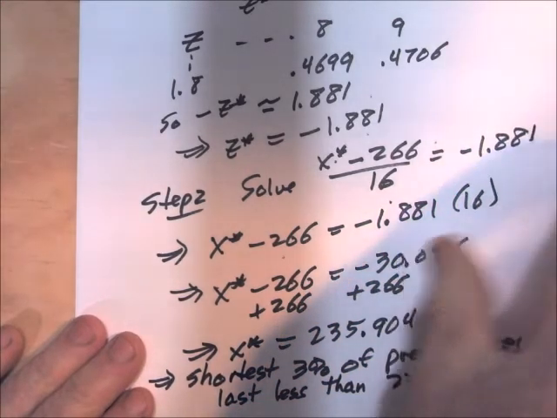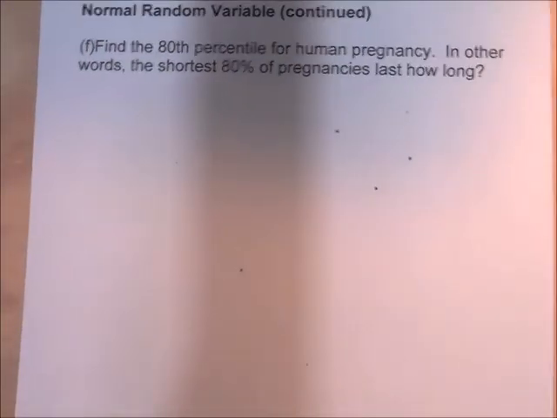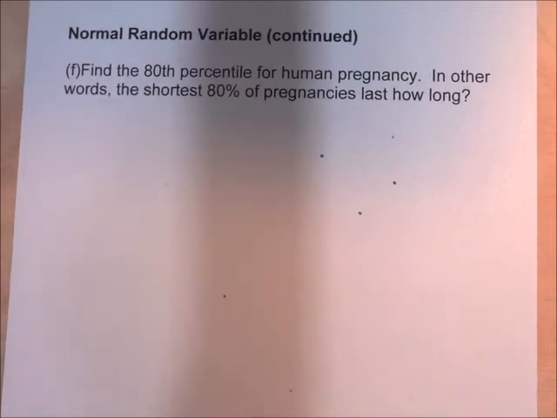Okay, so another example here, part F. Find the 80th percentile for human pregnancy. In other words, the shortest 80% of pregnancies last how long? So generally the 80th percentile is more than 80% of the pregnancies. So that means that the shortest 80% of pregnancies will correspond to the 80th percentile.